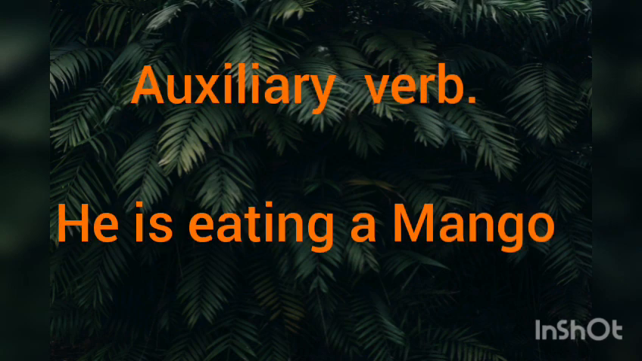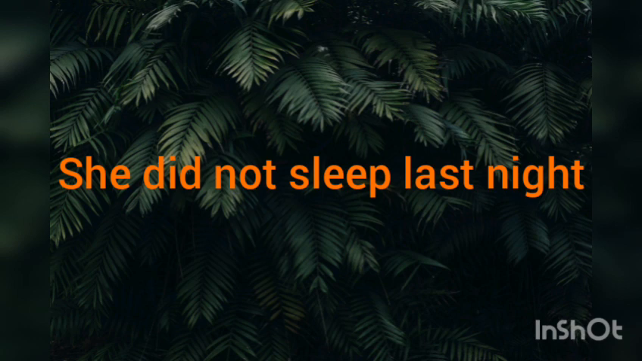These auxiliary verbs always come with the main verbs only, right? So auxiliary verbs do not have separate meaning, only the main verb has the meaning. For example, he is eating a mango. In this sentence, is is an auxiliary verb and it does not have meaning, and eating is the verb which gives meaning, correct? So the auxiliary verb denotes present tense. One more example: she did not sleep last night. Here, did is an auxiliary verb and it denotes past tense, right?